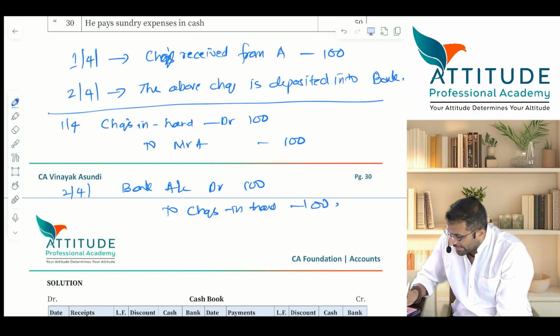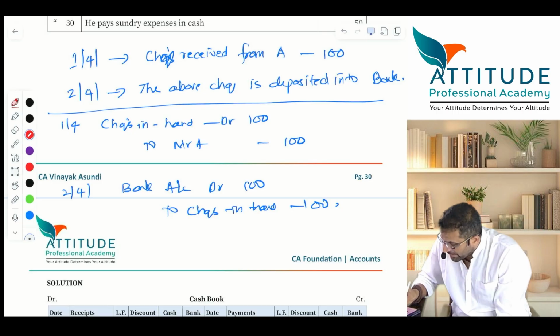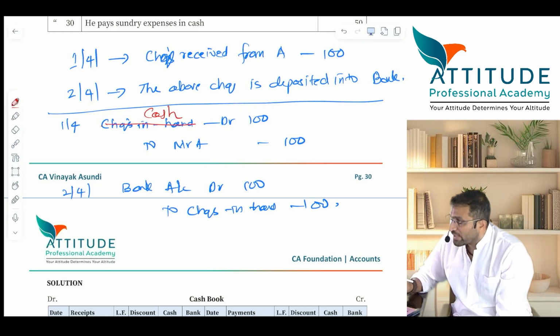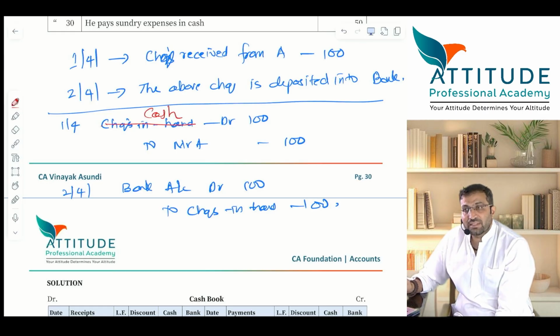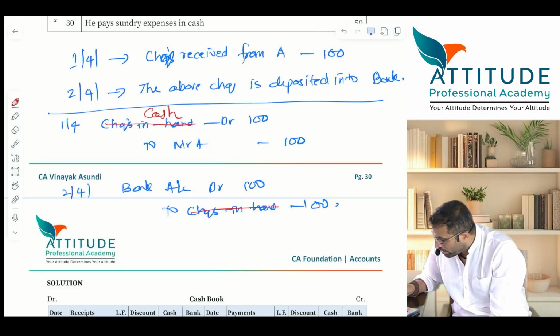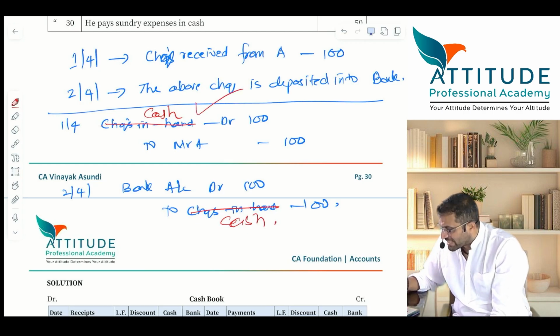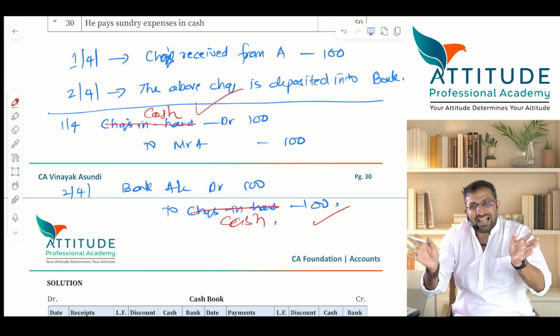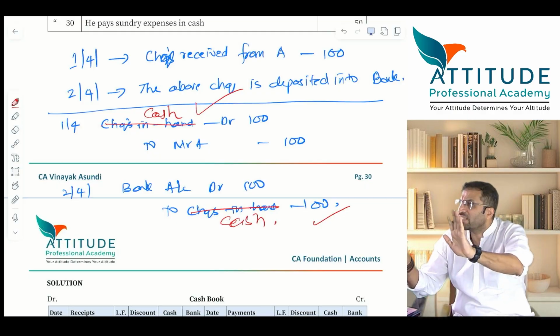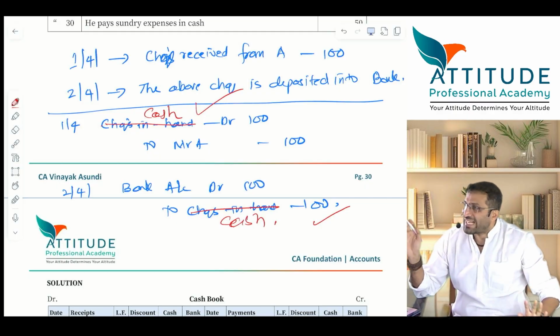Now what they are trying to say here is, when you prepare your cash book, this checks in hand, don't treat it as checks in hand, put it as check received is as good as what? Cash received. So instead of checks in hand, put it as cash. So it will be cash account debit to Mr. A, and bank account debit to cash. So cash debit, cash credit. Cash account what? Tallies. There's no difference. Understood? So no effect on cash.